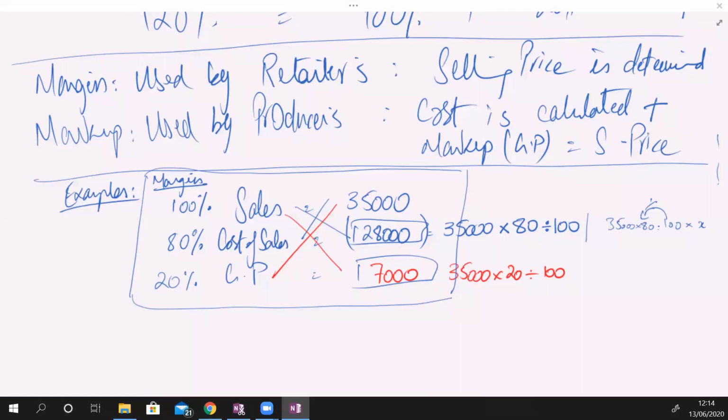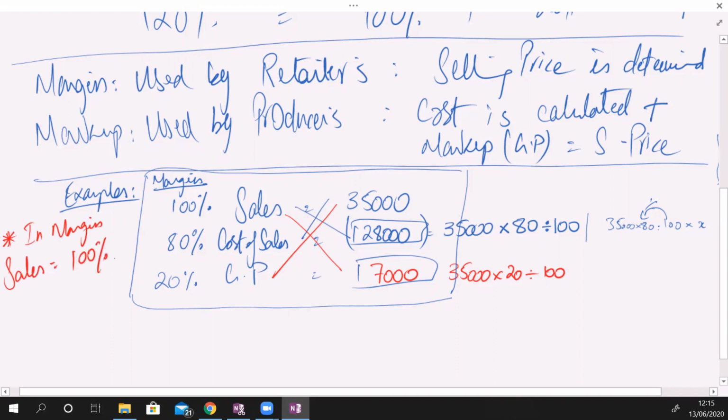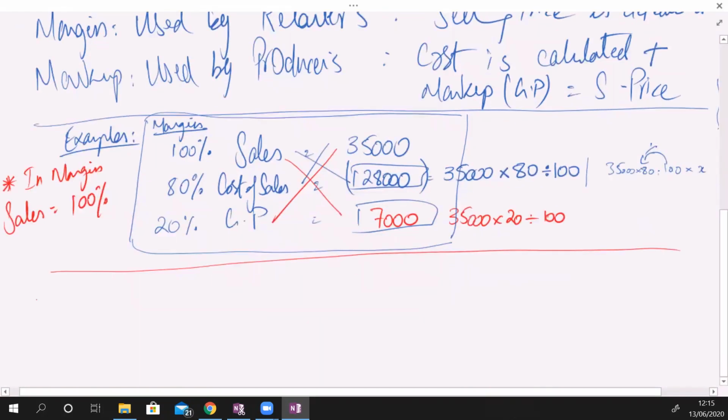Okay. Now, the concept to remember is that in margin, sales is equal to 100%. Okay. Now, let's look at another example. Example 2.